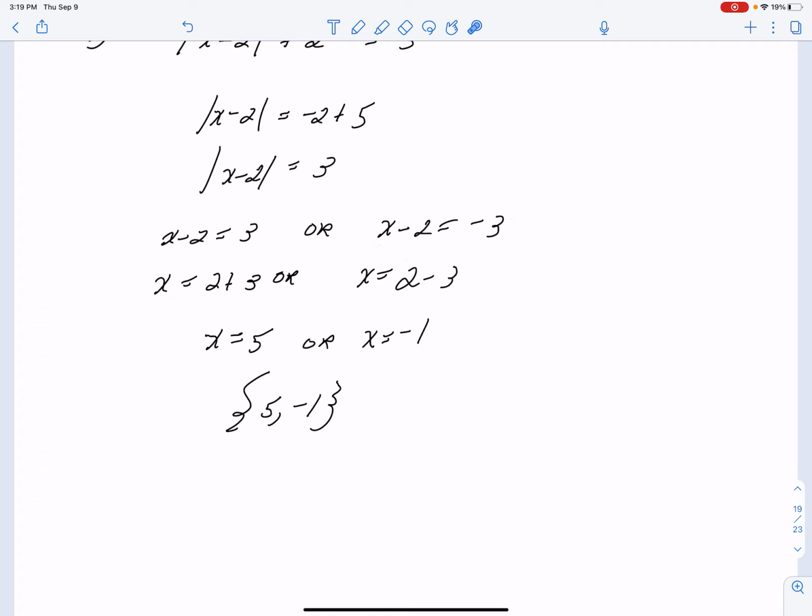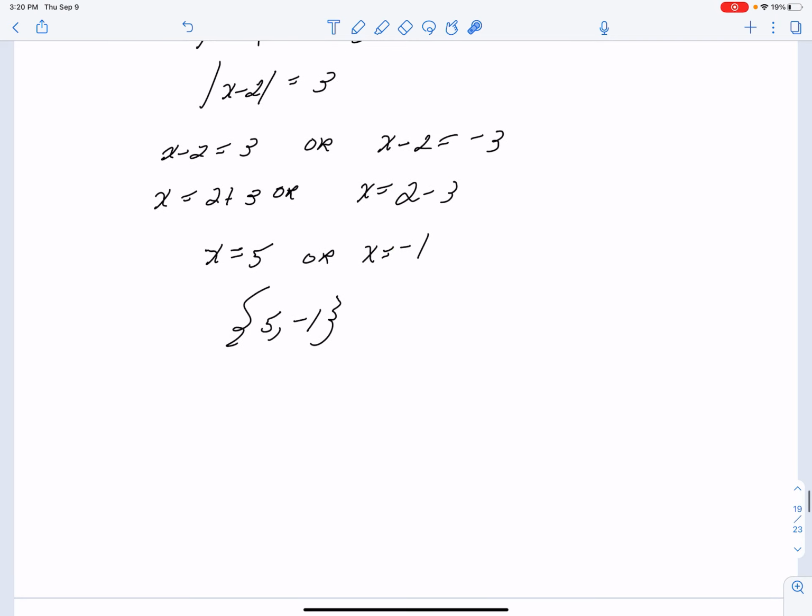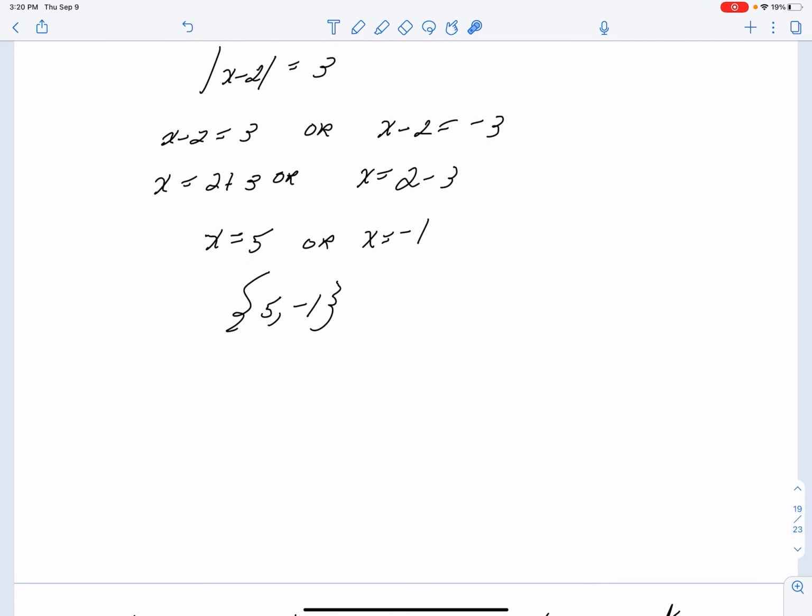So what do? Well, on this side, I add 2 to both sides. I get x is 2 plus 3, or x is 5. What do I do with this equation here? I add 2 to both sides again, and I get x is 2 minus 3. But 2 minus 3 is minus 1. So my solution set consists of 5 and minus 1. And that's all I'm going to talk about with respect to absolute value right now.